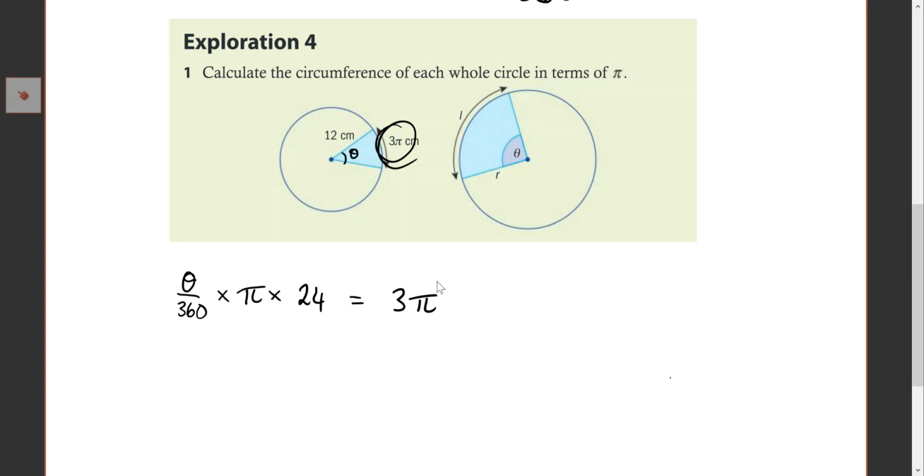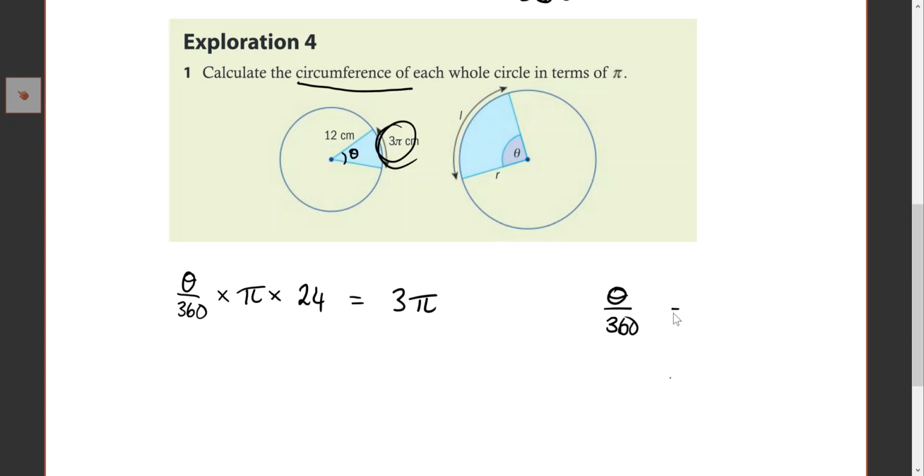Find the major arc. How? By finding the entire circumference and then subtracting. But once we found the entire circumference... I've solved the problem. Well, never mind then. But what we can do, if you remember, is that theta over 360 is a fraction of the circle, yeah?